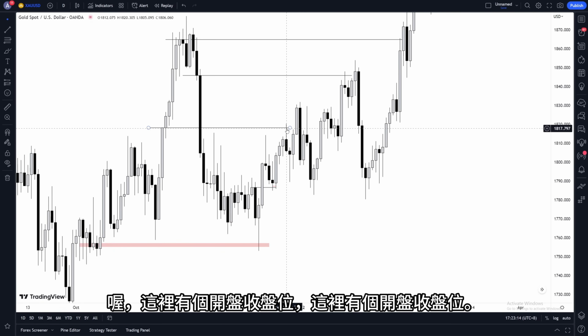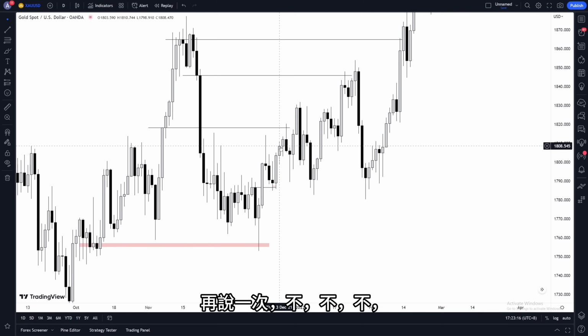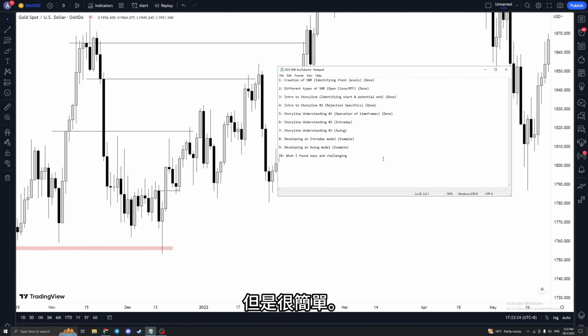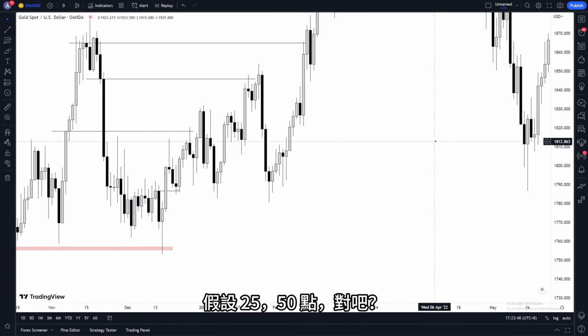So when you've taken this trade here, you have to be mindful. Oh, there's an open close here. There's an open close here. Again, no, I'll cover this for a different video. Hold on. This is very simple, very, very subjective, but very simple. Requires pattern recognition. This will be something else we talk about. I'm not going to cover it in this video.